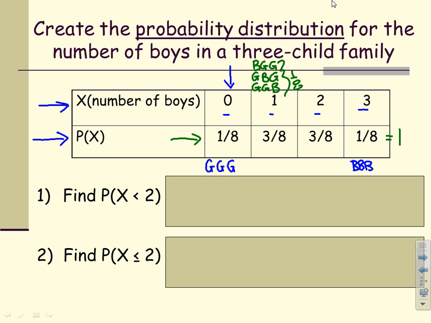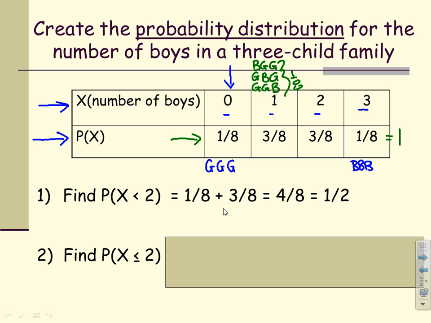And again, if I were you, I would pause and look at each one of these and try to answer them on your own. The first one says the probability that X is less than 2, meaning we have less than 2 boys in this 3-child family. Well, what are the successful outcomes here? Well, you could have 1 or you could have 0 boys. So all you have to do is look at those 2 probabilities and add them together. We get 1/8 plus 3/8 is 4/8, reduces to 1/2.